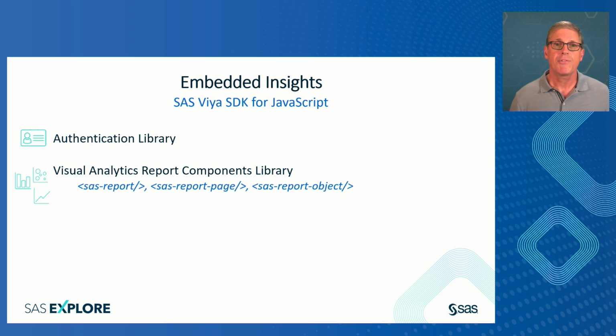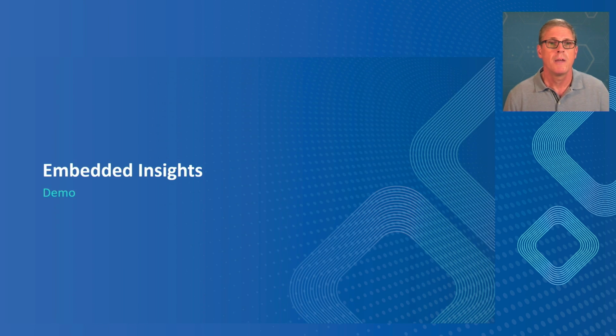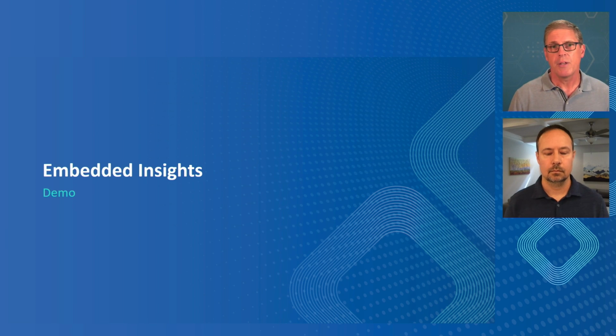The SaaS Via SDK for JavaScript is a collection of JavaScript libraries, and it's the key technology that enables embedded insights. The authentication library supports end-user authentication through SaaS Via, and the Visual Analytics Report Components library provides support for the 3 HTML elements you see here, allowing you to embed into your dashboard complete reports, individual report pages, and individual report objects. Now I'll hand it over to Brad to take you through the process of building a dashboard that embeds insights from Visual Analytics reports.